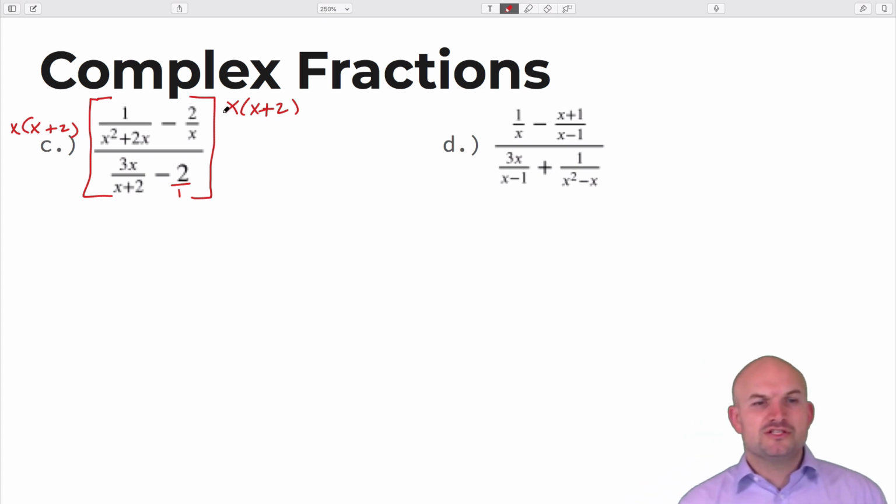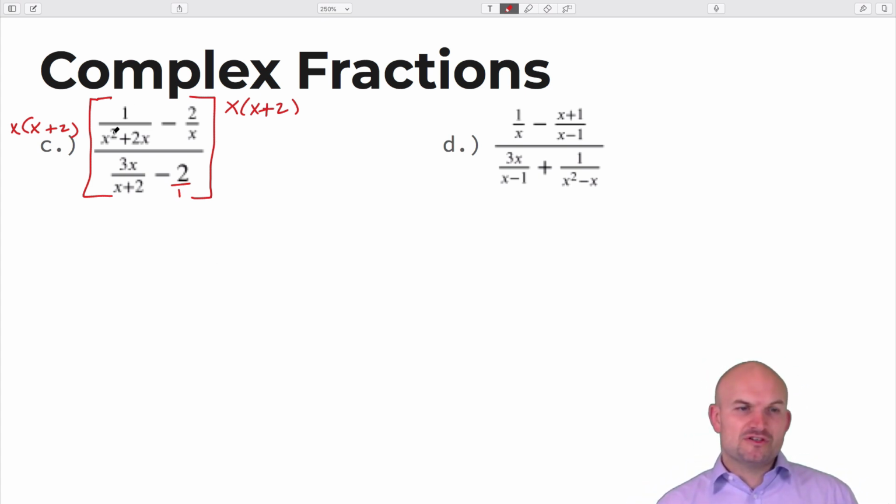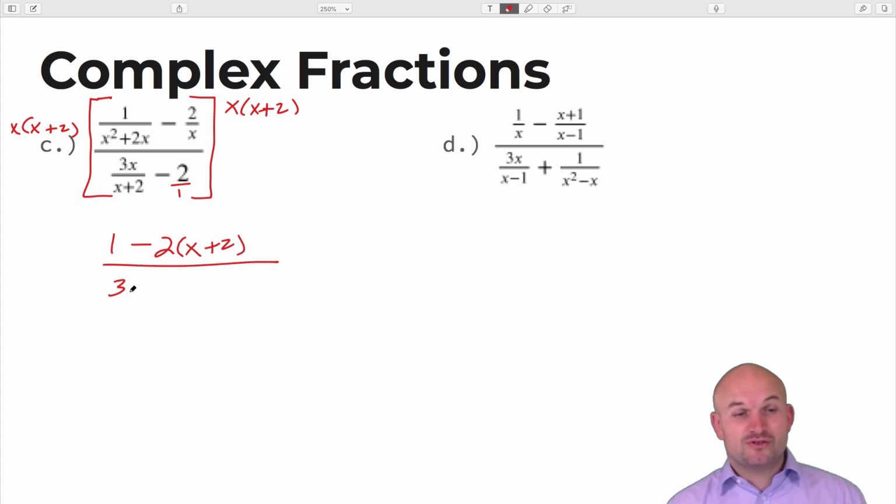So the fraction. So if I multiply x times x plus 2 times our first term, well, that denominator is going to divide into that. So that's just going to be a 1. Minus here, my x's will divide out, so I'll be left with a 2 times x plus 2. Here, my x plus 2's divide out, leave me with a 3x squared. And then here, nothing divides out, so that's going to leave me with a negative 2 times x times x plus 2.